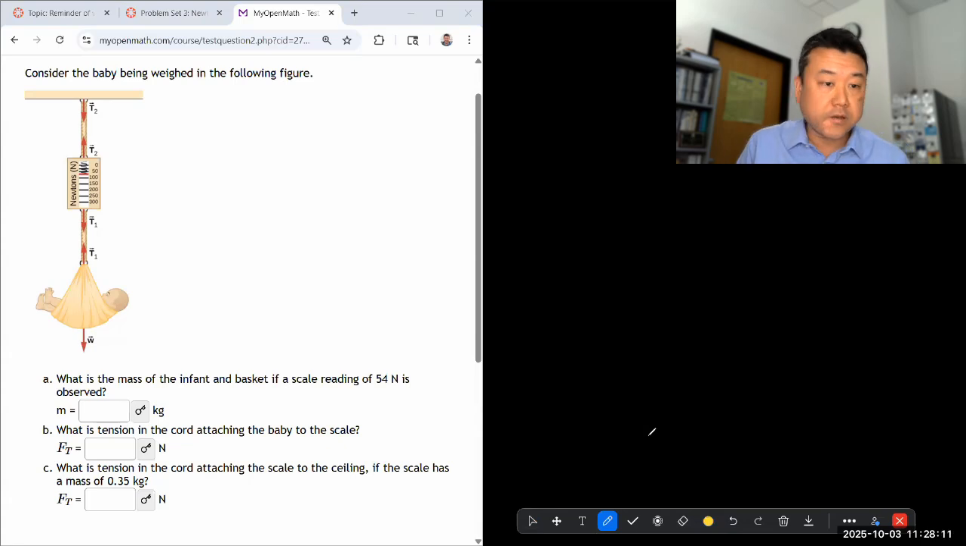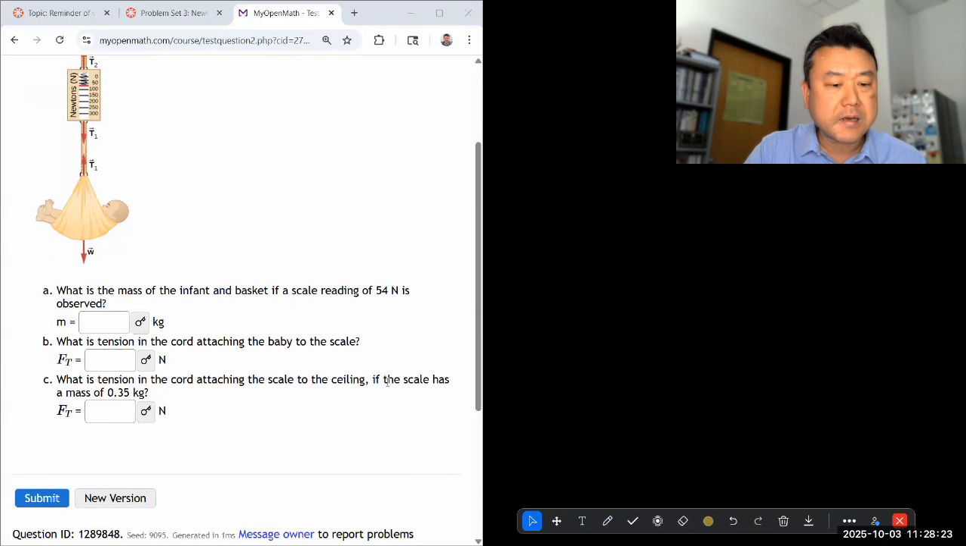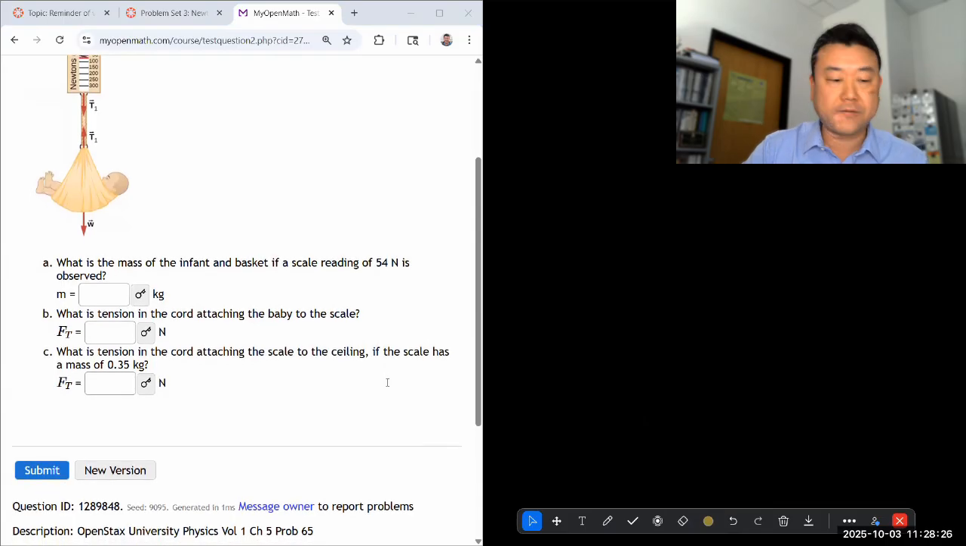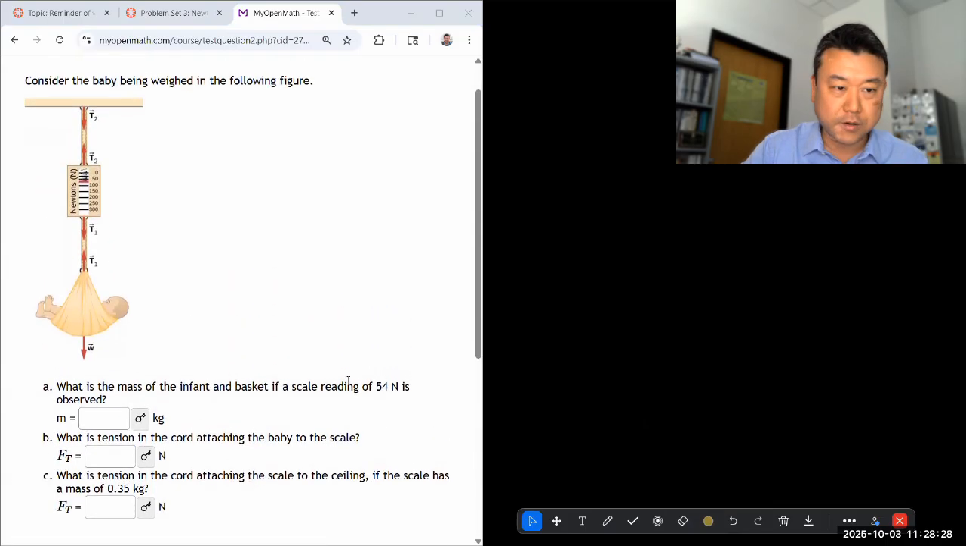So this and the next two questions, it looked like all of them involved the spring force. So I thought I would do them as a group. Let me now read the question carefully. This is, by the way, problem 65. It's kind of long looking because of this image here.